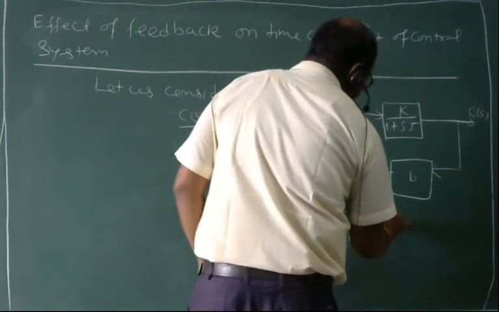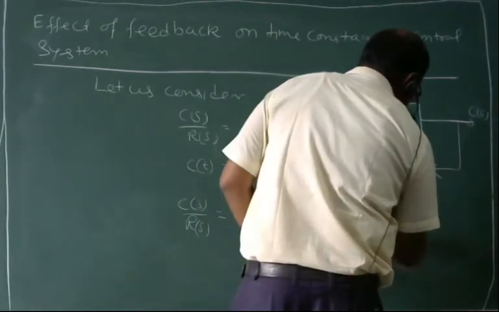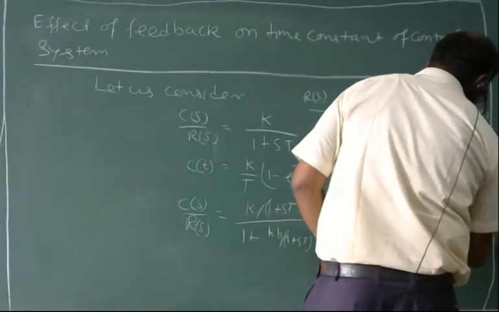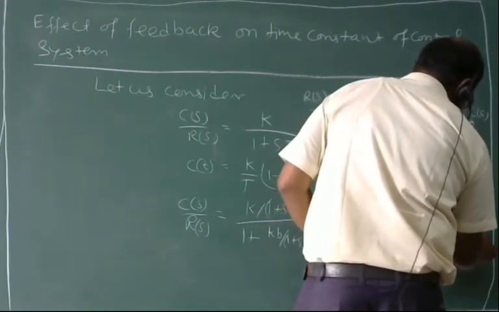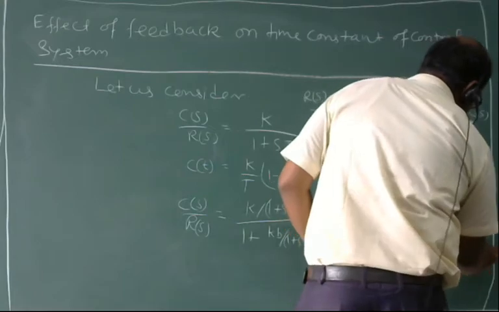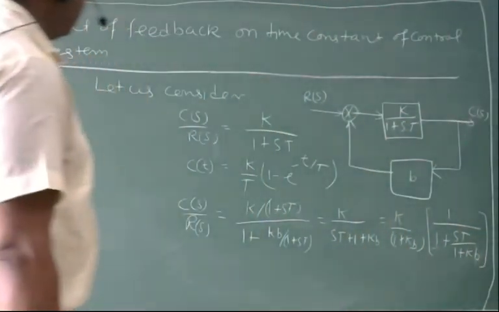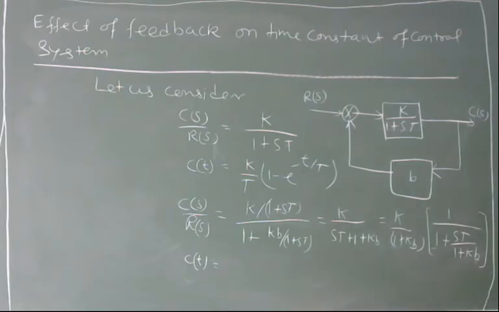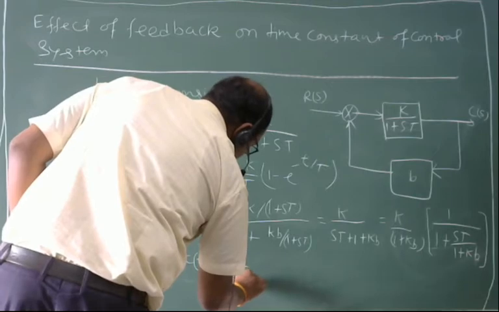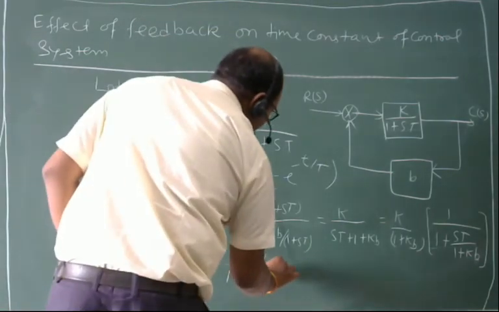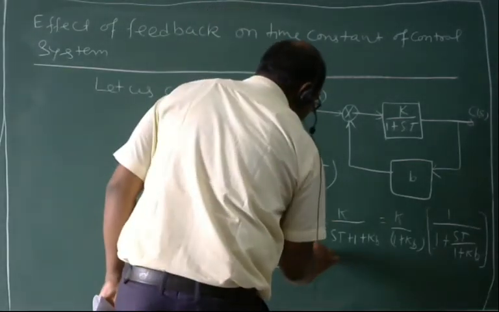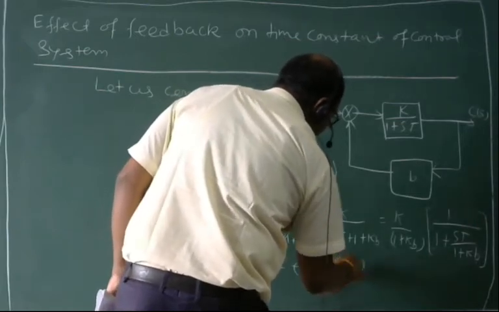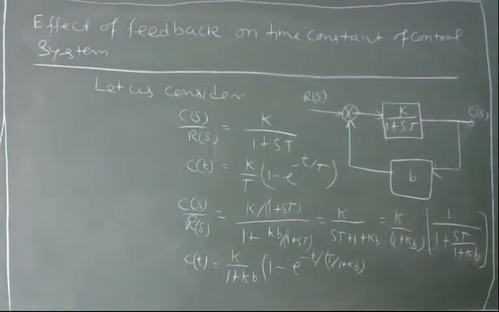Or if I write it as K divided by 1 plus KB, times, within bracket, 1 over 1 plus sT divided by 1 plus KB, then our c(t) will be K over 1 plus KB times 1 minus e raised to minus t divided by T over 1 plus KB, right?